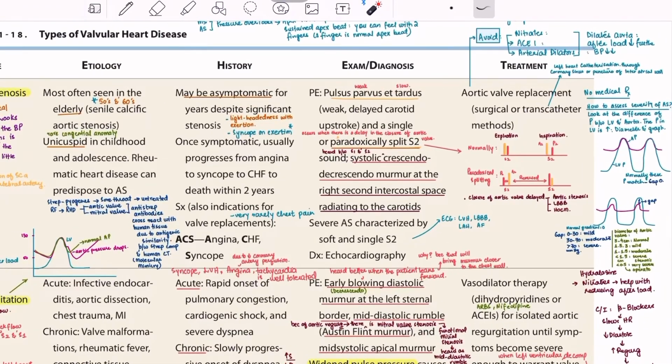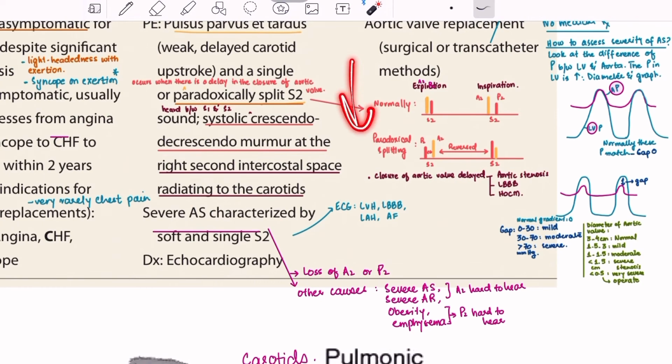One more thing I want you to remember with the murmur of aortic stenosis is that it will increase with hand grip, squatting, leaning forward, and leg raise, and it will decrease with Valsalva maneuver and standing up.